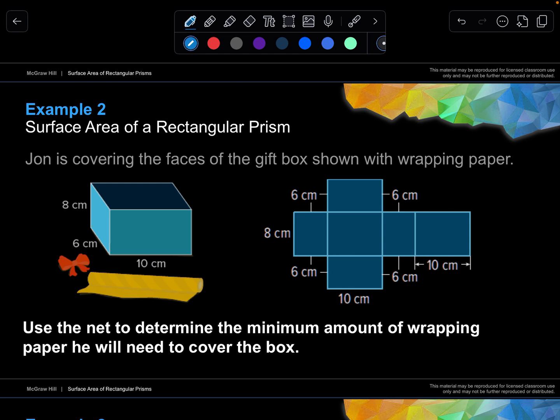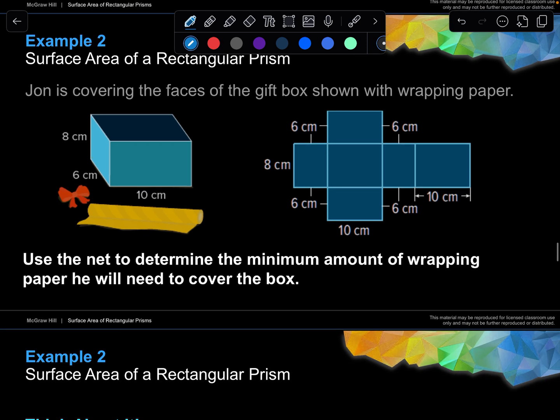So look, we're going to look at example 2. This is an example of the surface area of a rectangular prism. Our box has given dimensions of 10, 6, and 8. And you can see here that they've given you the net for this box, or have they? In the textbook, actually, they don't start off with the net.